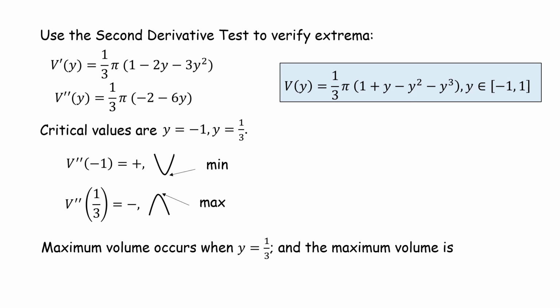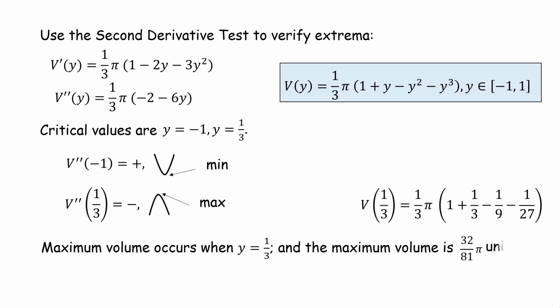However, the problem also said find the maximum volume, so in the original function, we need to compute it at 1/3. And V of 1/3 would be 1/3 pi times the quantity 1 plus 1/3 minus 1/3 squared, which is 1/9, minus 1/3 cubed, which is 1/27. Thus, the maximum volume is 32/81 pi units cubed.